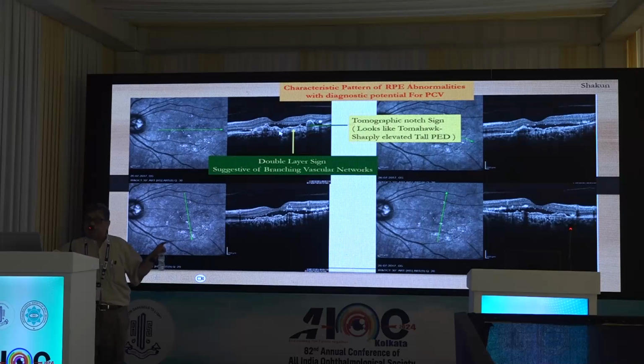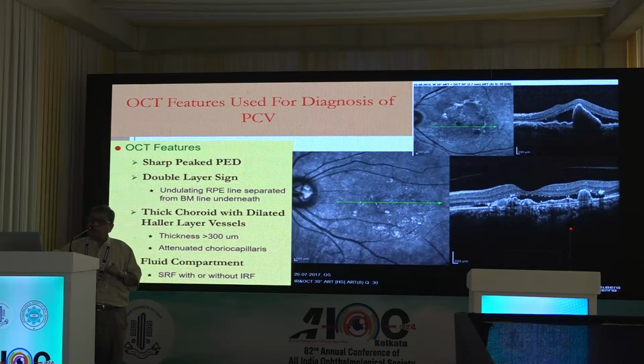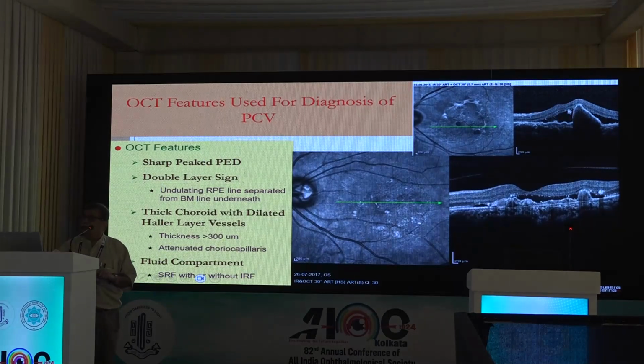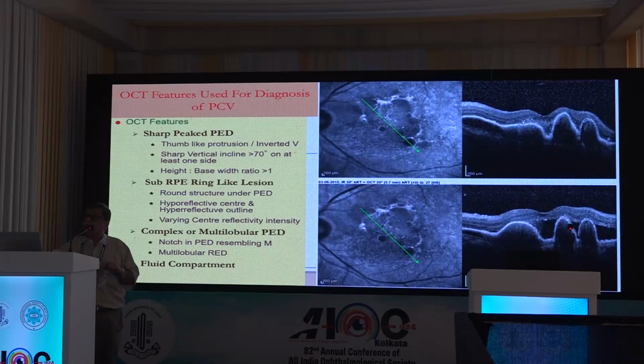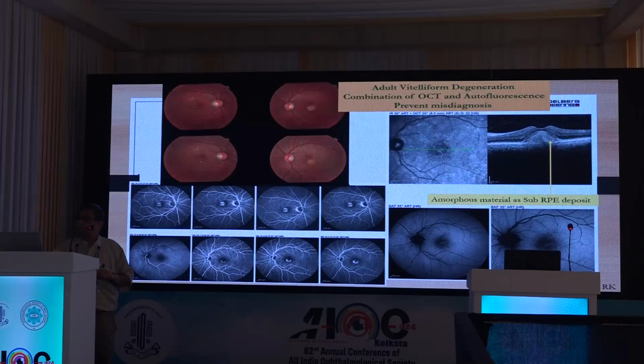So this is a sign that there's a branching vascular network under this. These are all signs of polypoidal choroidal vasculopathy. So any sharply peaked PED, a double layer sign as you see over here, a thick choroid with dilated vessels and some fluid, these are all signs that help you to diagnose polypoidal choroidal vasculopathy. I'm just repeating this. You see this here? This is like an M kind of sign. This is again a sign of polypoidal choroidal vasculopathy.